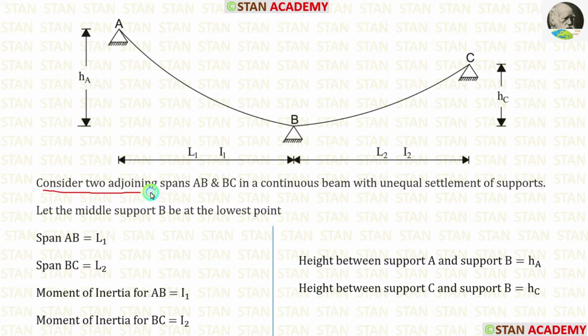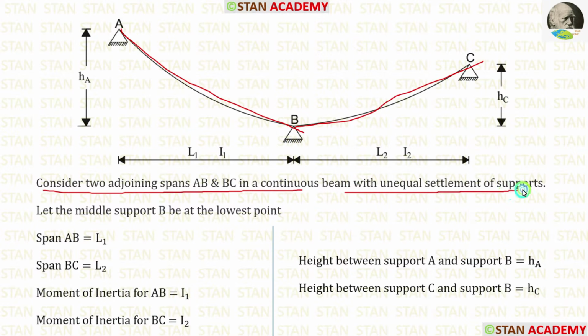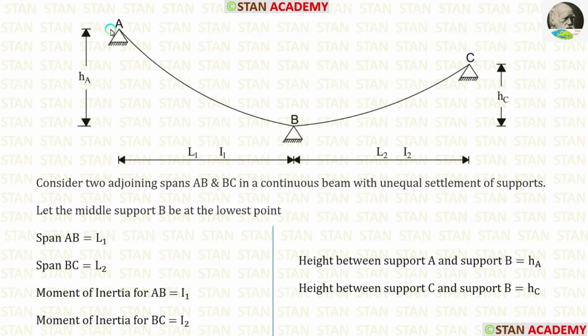Let us consider two adjoining spans AB and BC in a continuous beam with unequal settlement of supports. You can see that the supports A, B and C are not at the same level. In this continuous beam, let span AB be equal to L1, moment of inertia for AB be equal to I1, span BC be equal to L2, and moment of inertia for BC be equal to I2.